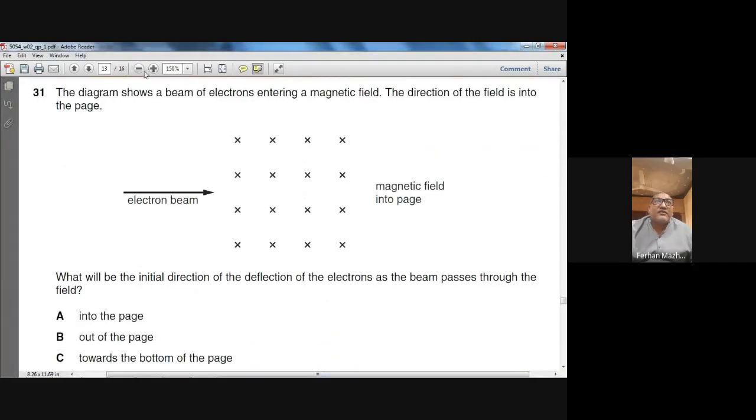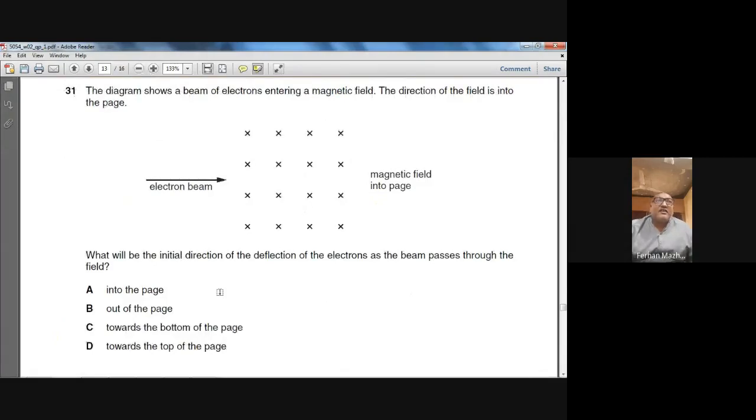Okay, let me reduce the size. The diagram shows a beam of electrons entering a magnetic field. The direction of the field is into the page. What will be the initial direction of deflection of the electron as the beam passes through the field?